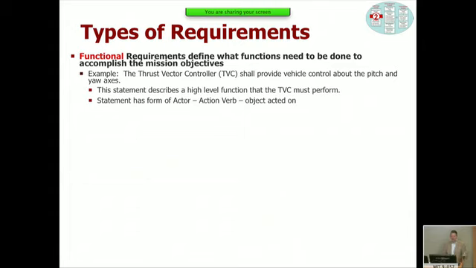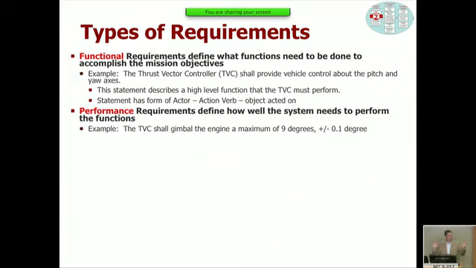And in this case, you should control the thrust. You shall provide thrust control around pitch and yaw axes. Okay? So this statement is a high-level functional statement, and it's written in the actor-verb-object form, right? So that's the classic requirement, a functional requirement.